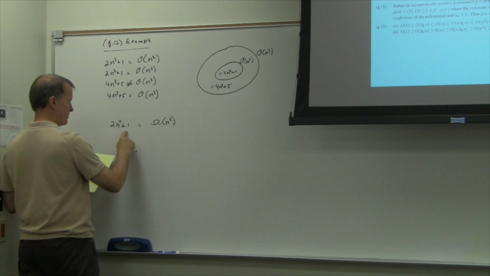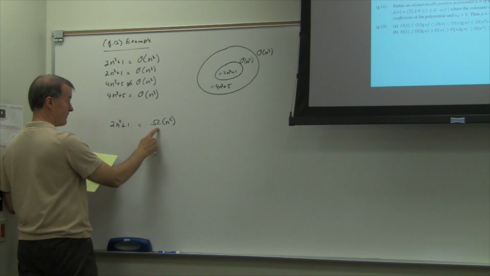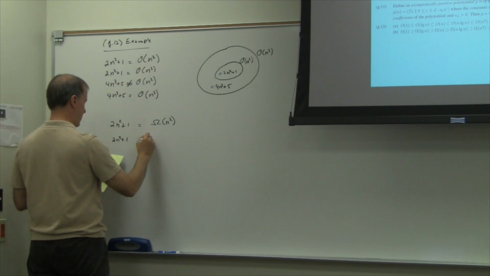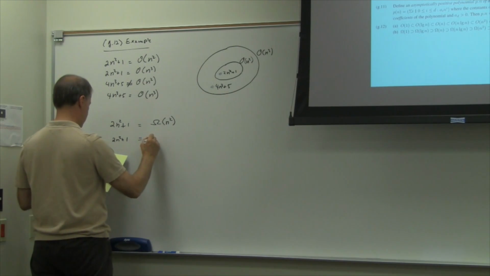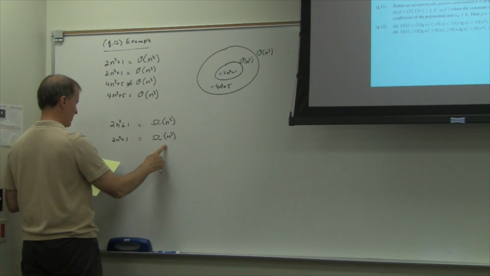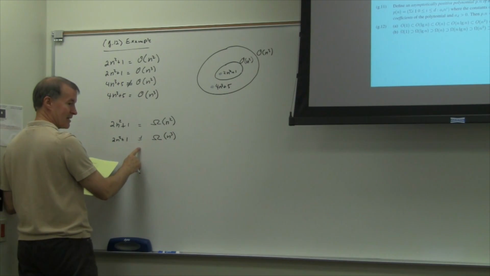Is that true? Sorry, is this bounded below by n squared? Yes. And how about 2n squared plus 1 equals big omega of n cubed? How about that one? That one's false, right? So that's not there.